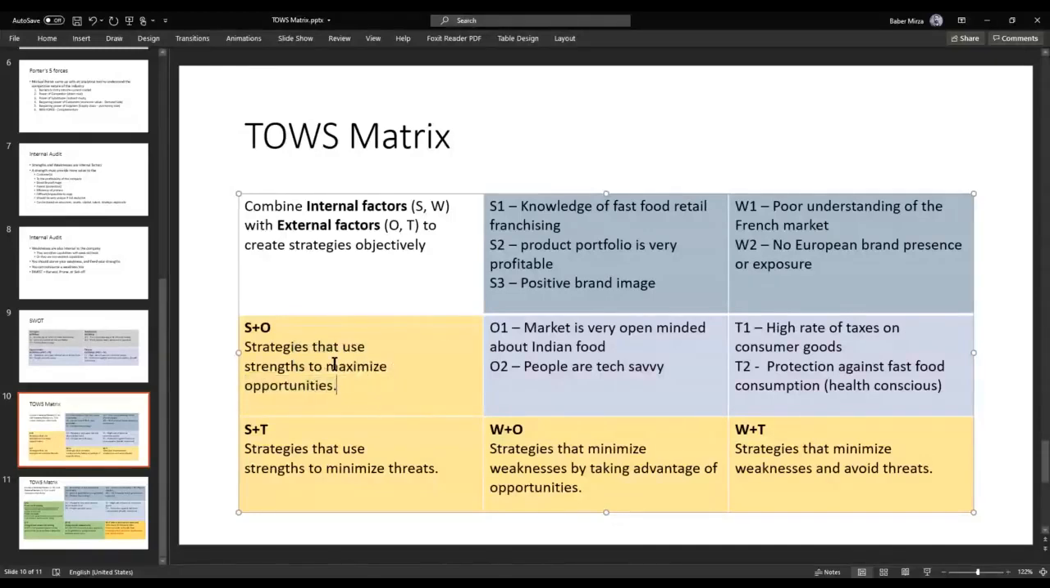Okay, so we had labeled all of the strengths and weaknesses for a fast food company coming from Pakistan and wants to enter the French market.